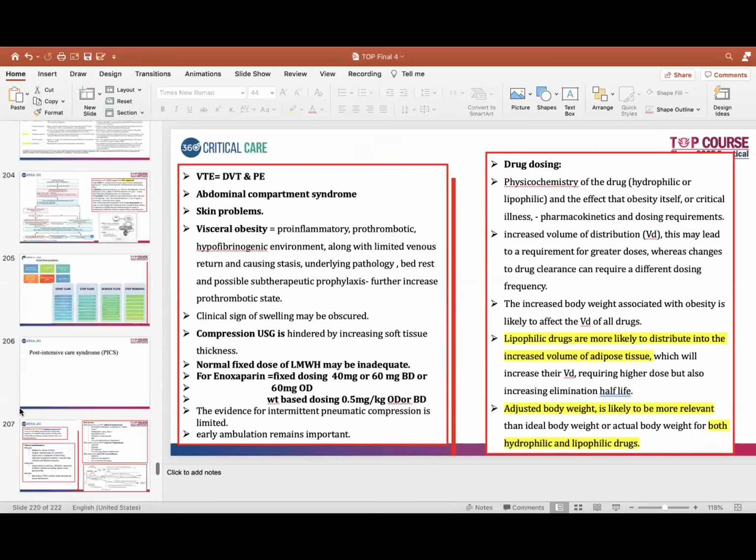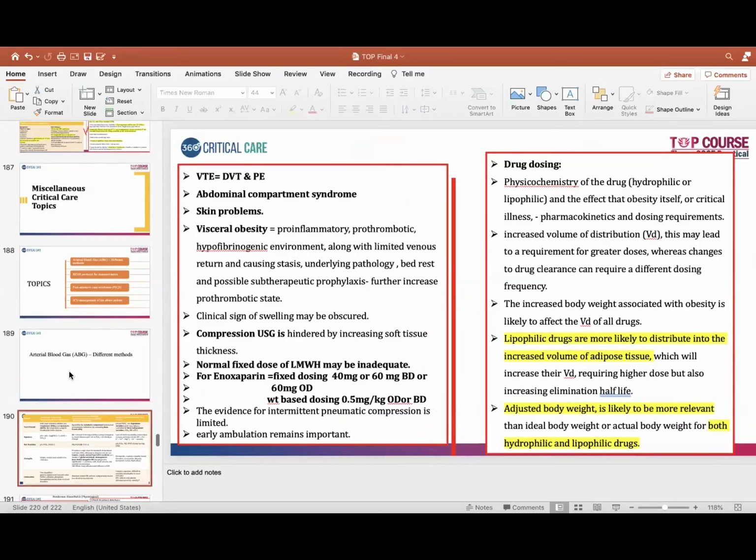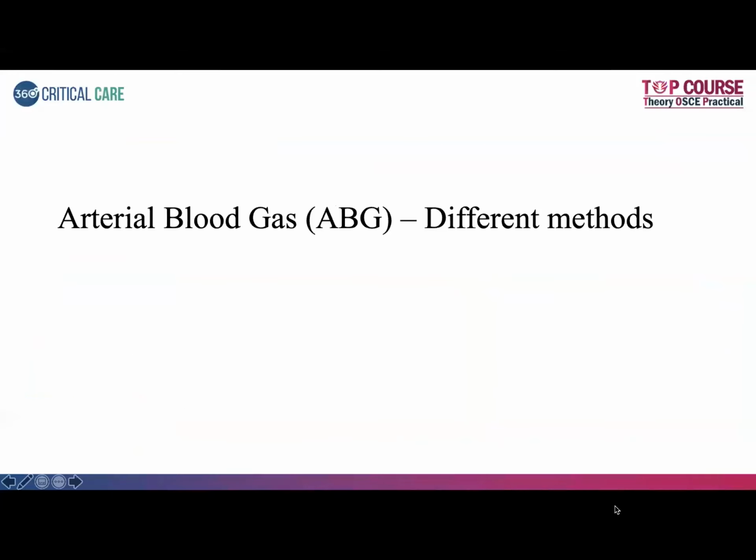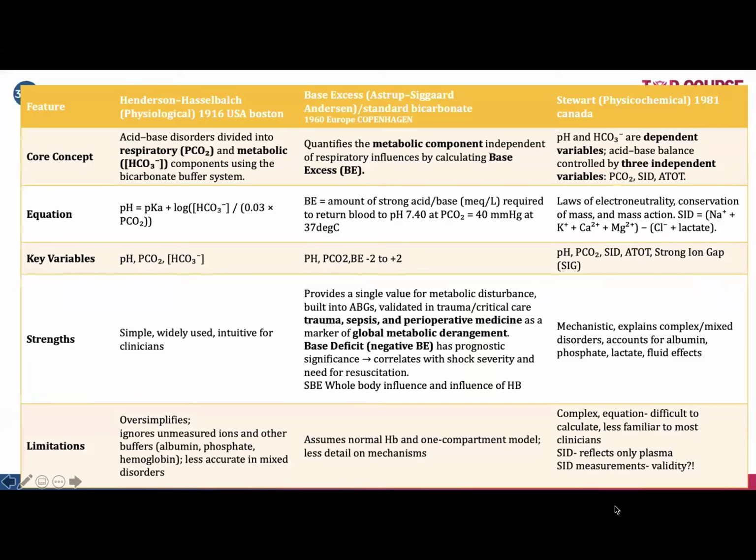Next topic, we'll be looking into the acid base disturbances and the different methods of measurement. So we know there are three methods, okay? I have just made a table mentioning the core concepts and principles of, and the differences between, the three methods. The first method, the traditional method that we normally use, is the physiological method or the Boston approach. That is the Henderson-Hasselbalch approach.